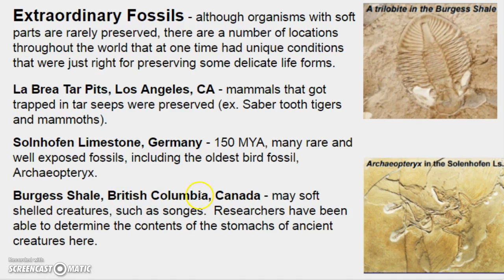And we can look at the Burgess Shale in British Columbia, Canada. Many soft-bodied organisms, such as sponges, were actually preserved there. Researchers have been able to determine even the contents of the stomachs of ancient creatures here. And this here just happens to be a trilobite, a very common organism that was alive during the time of deposition of the Burgess Shale.